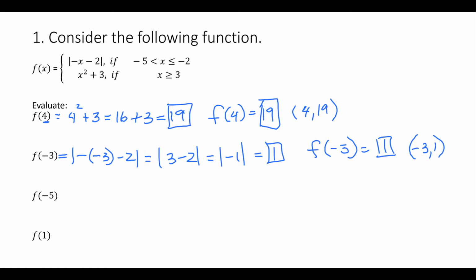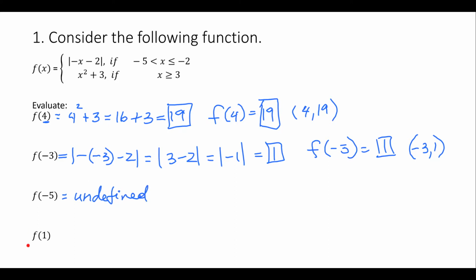So let's go ahead and see. -5, is it between -5 and -2? Well, we have to be careful. Is -5 bigger than -5? It's not, because -5 equals -5. But do we have an x anywhere that equals -5? We actually do not. So this definition does not work for -5 because we're missing the equal sign. And then for this one, of course, -5 is not bigger than 3. So we don't have a definition for x equals -5, which means that f of -5 is undefined.